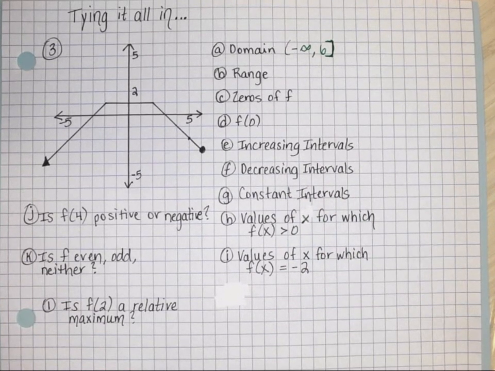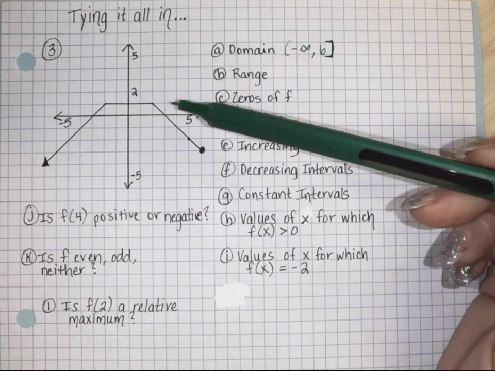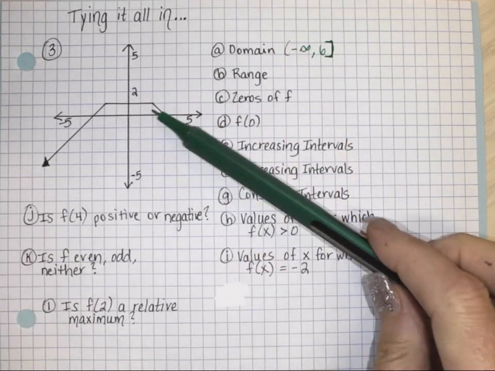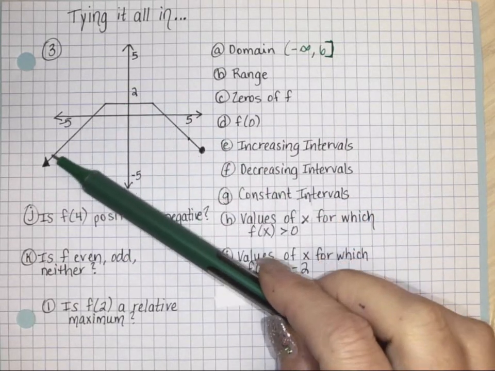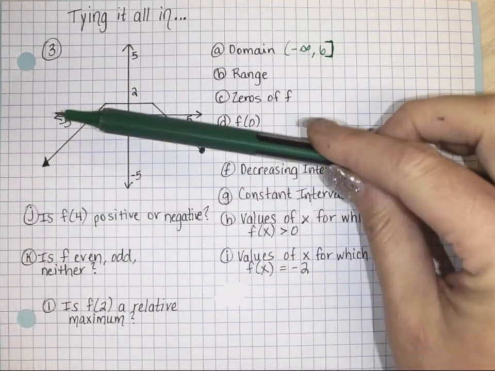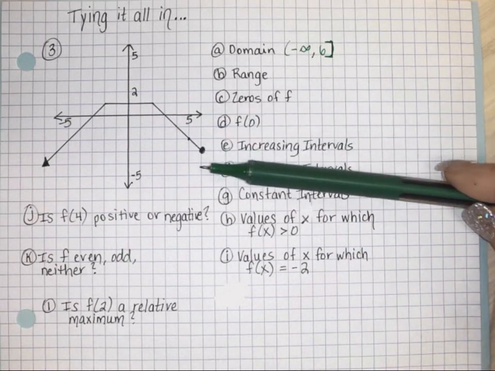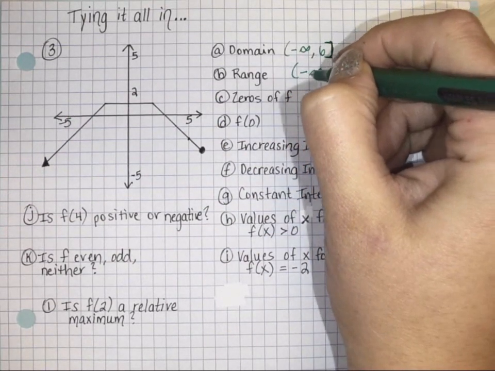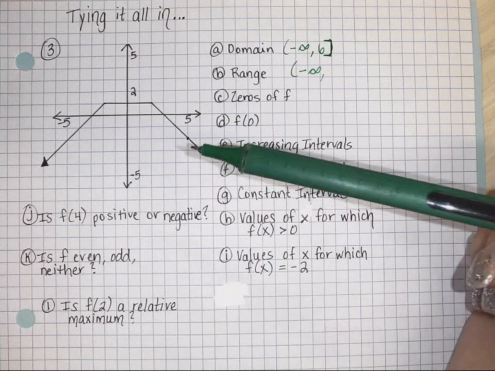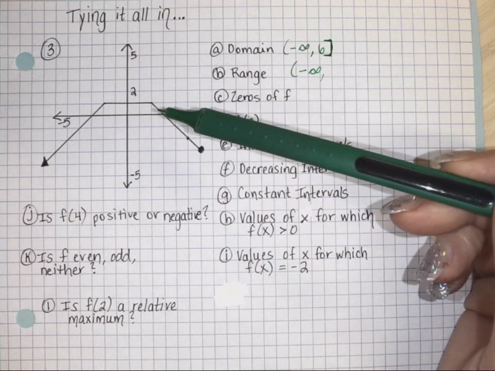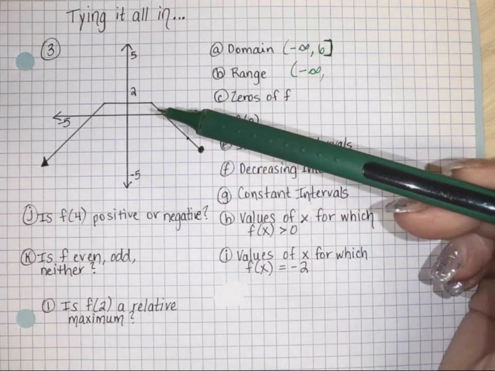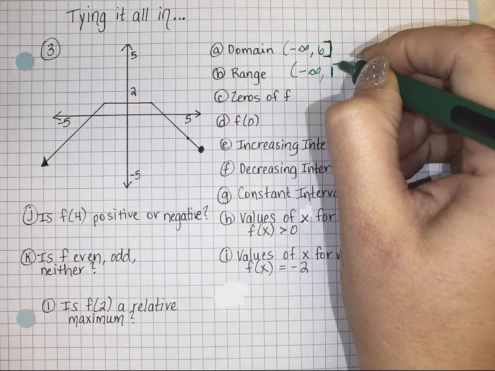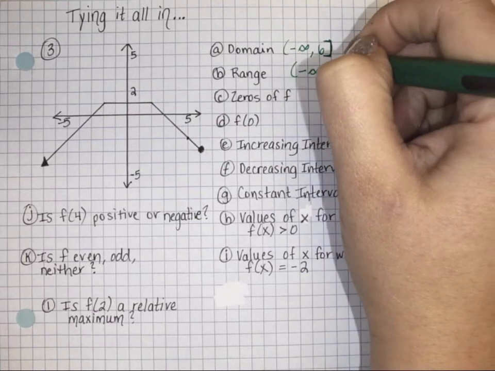Part B, range. Examining how far down our graph goes in relation to the y-axis. So notice that this part keeps going down forever. Even though this part ends, it's going to go down forever. So we say negative infinity. And the graph comes up and maxes out at 1. And it does touch 1, so we're going to put a bracket.